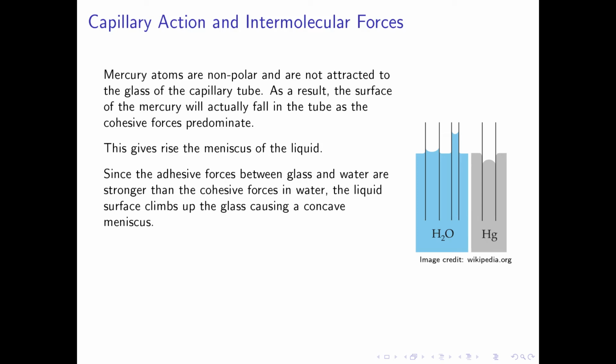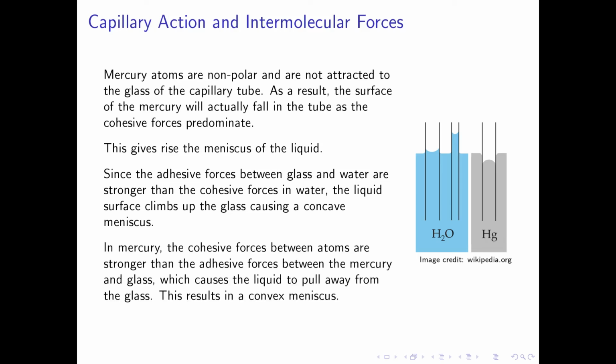Since adhesive forces between glass and water are stronger than the cohesive forces in water, the liquid surface climbs up the glass, causing a concave meniscus. In mercury, the cohesive forces between the atoms are stronger than the adhesive forces between the mercury and the glass, which causes the liquid to pull away from the glass. This results in a convex meniscus.